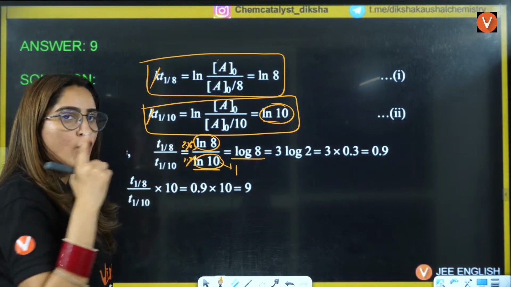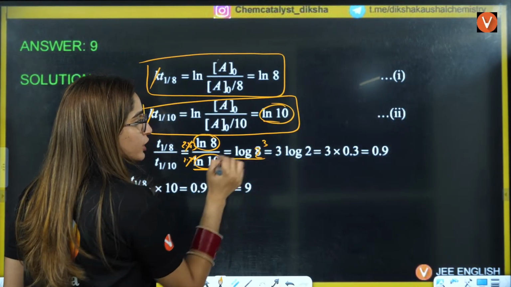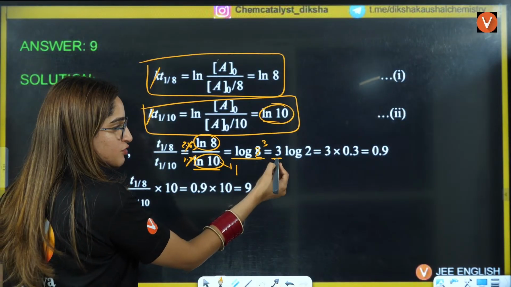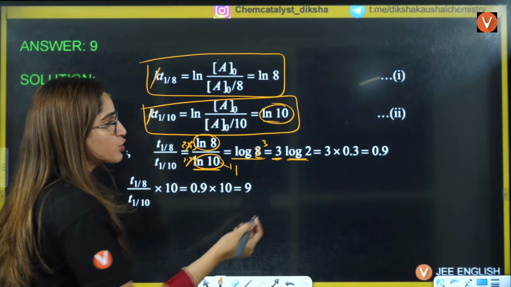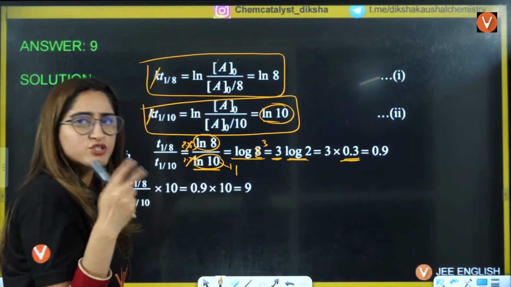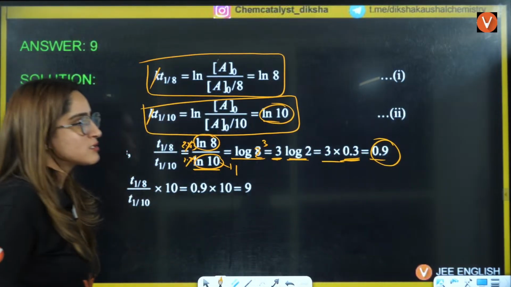Log base 10 of 8, how will you solve? This will be 2 raised to power cube, so it will be log of 2 cubed, 3 will come in the front. So it will be 3 log 2. Log 2 is 0.301. So you just put the value, directly you can put 3 into 0.301. You can put it here, and this is the answer that you will get.